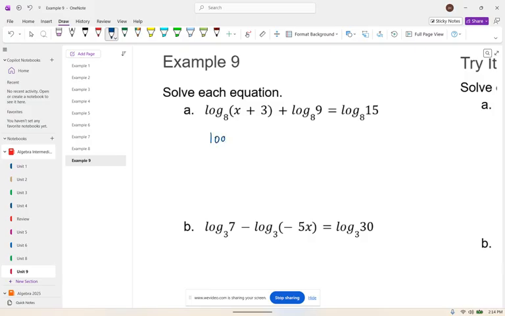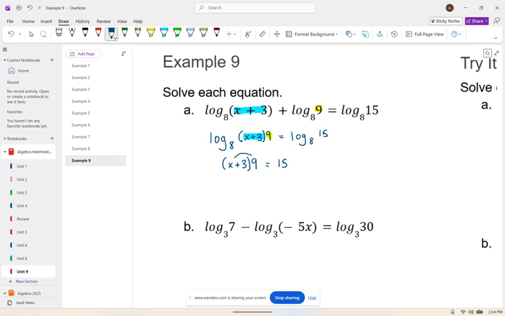So I can write this as the log base 8 of x plus 3 times 9. So again, here's that 9, here's the 9, here's the x plus 3, and here's the x plus 3. Then on the other side, we'll have equals log base 8 of 15. Now I can use that one-to-one property that says if the bases are the same, I can set what's up top equal to each other. So I'm going to have x plus 3 times 9 equals 15.